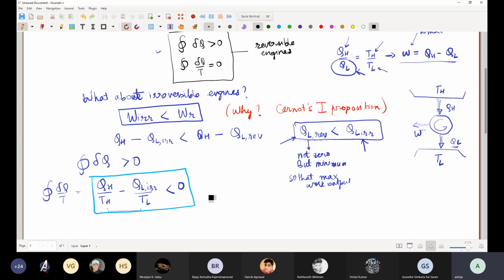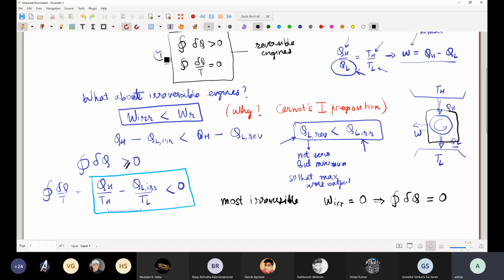Now, I can make this engine more and more irreversible. In the limit, the engine is the most irreversible engine imaginable. So for the most irreversible engine, what is the work output? Zero. So then what is closed integral del Q? It will also be zero, because closed integral del Q is equal to the work output. So for the most irreversible thing, we know that it can become zero. So closed integral del Q is greater than or equal to zero, and QH over TH minus QL irreversible over TL is less than zero.